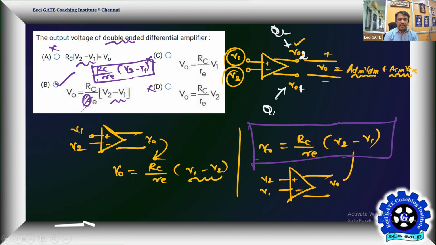He should have said single-ended otherwise. For single-ended, the 2 will come; for double-ended, the voltage gets doubled, so the 2 will automatically get cancelled. So that's an interesting problem.